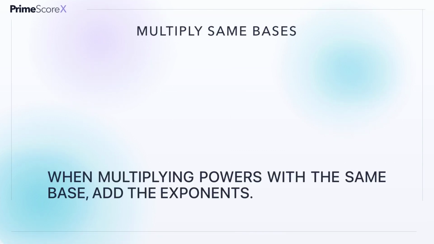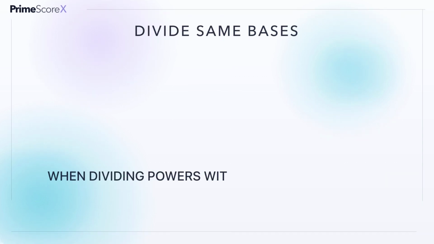2 cubed times 2 to the 4th equals 2 to the 7th. You are combining 3 factors of 2 with 4 more factors of 2 for a total of 7. The bases must match for this shortcut. 3 squared times 5 squared cannot be combined by adding exponents because the bases are different, though it can be rewritten as 15 squared if useful.